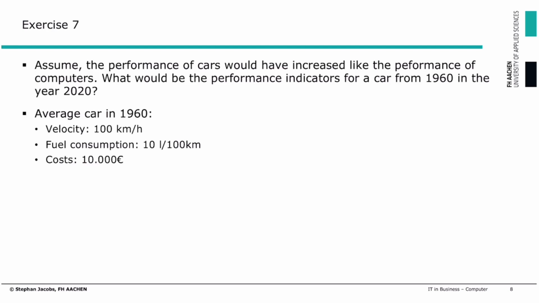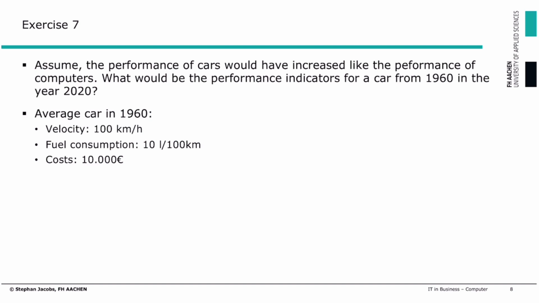But is this exponential growth really fast? Let's think of another industry, the automotive industry. If you simply compare the figures for a car in 1960 up to the year 2020, how did they change? Let's see, what are the key performance indicators for a car in 1960?